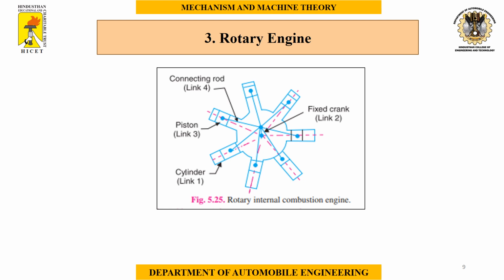And the third one is the rotary engine. This type of engine is used in aircraft, where multiple cylinders are connected in a circular manner. A single crankshaft is rotating, driving the entire piston in a straight manner.